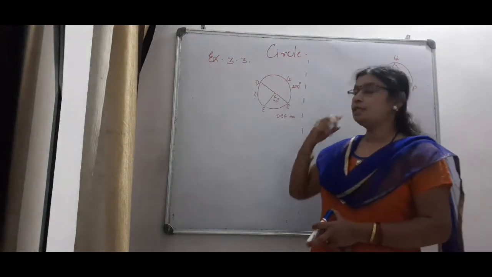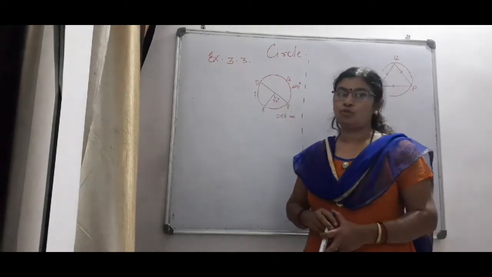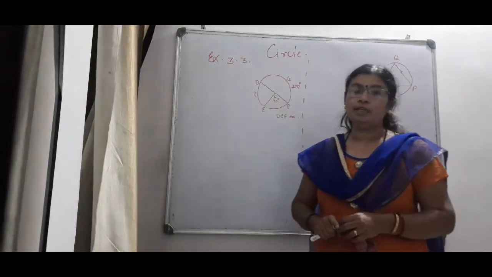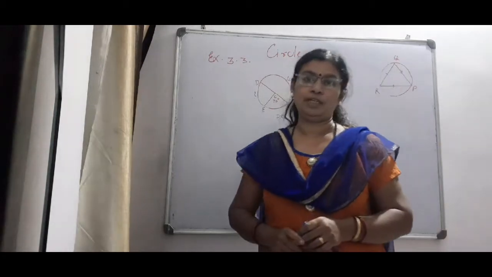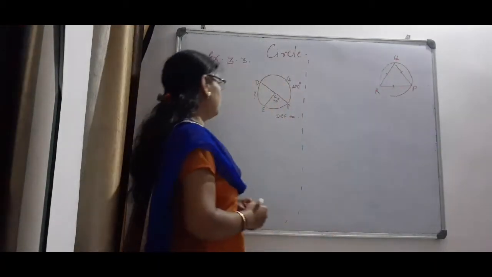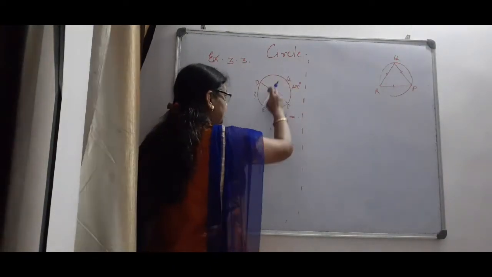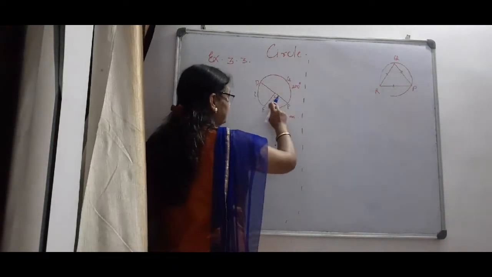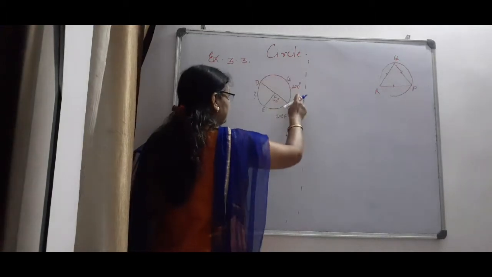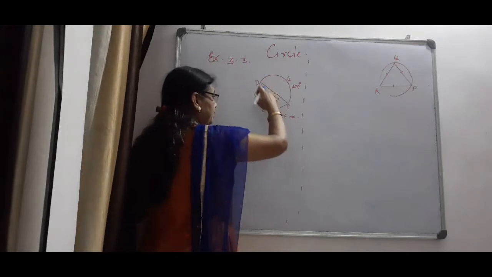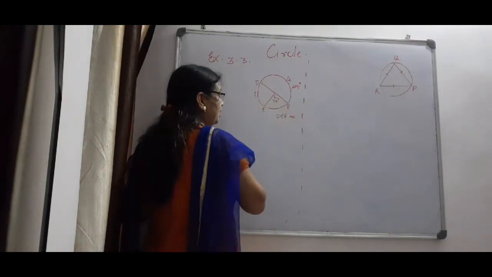Today we will see the examples on the measure of arcs of a circle in exercise 3.3. Now let's start the first problem of exercise 3.3. Now see here what is given. Circle is given with center C. Angle ECF is 70 and arc DGF is how much? 200. You have to find out arc DEF and measure of arc DE.